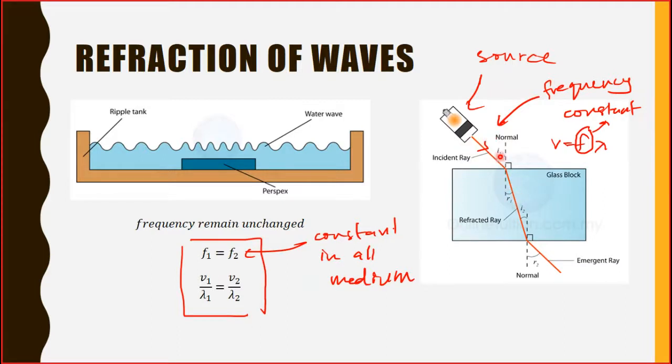Now, based on the fact that frequency is constant, it means that in this glass block, the velocity of light needs to change, and the wavelength also needs to change. So if that's the case, this is the equation that we get. If you like to play with mathematics, you can try and play with this one. We know by now that light does travel at different speed when it enters glass block or any other heavy dense medium. All right, so that's the idea for refraction.